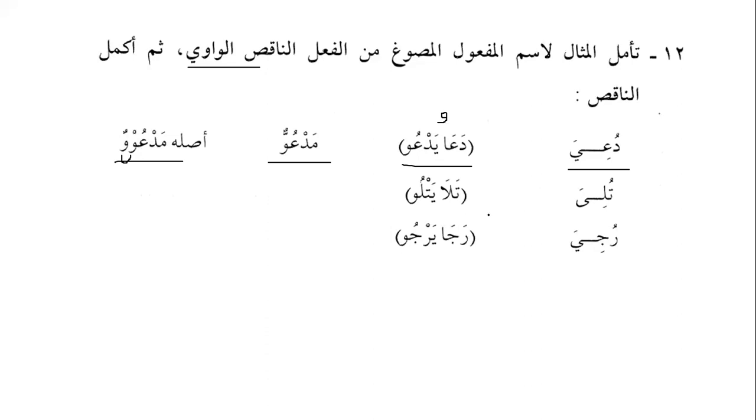Okay, tala yatlu. The real form is tuliya, the verb form. And what will be the derived form? Matluun. Matluun, excellent. And the original form is matluuw. Okay. Raja yarju, rujiya. And the derived form will be? Marjuun. Marjuun, on the pattern of matluun. So marjuun, and then we have marjuun. So the vowel gets dropped over here.